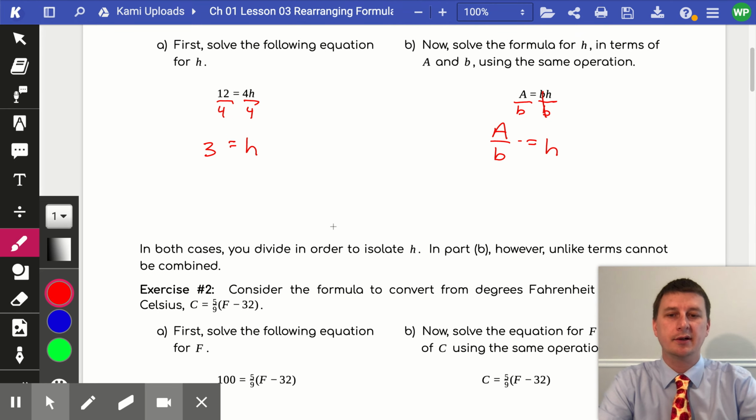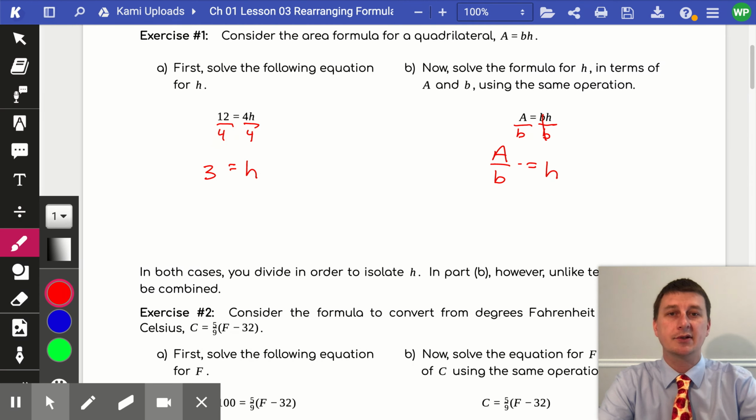We're going to be looking at another type of equation that involves a couple more steps in exercise number 2.